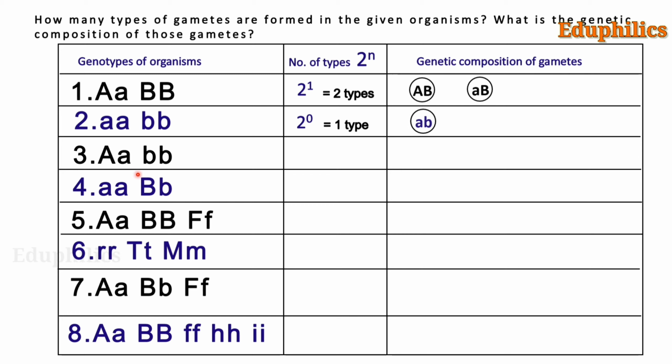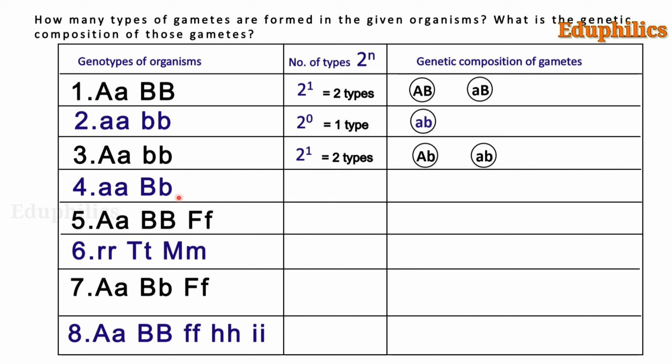In the third example, capital A small a allelic pair is heterozygous. Small b is homozygous. So n equal to 1. That means two types of gametes are formed. Let's write the genetic composition of the gametes. From the first allelic pair capital A and from the second allelic pair small b. And from the first allelic pair small a from the second allelic pair small b. That is the second gamete.